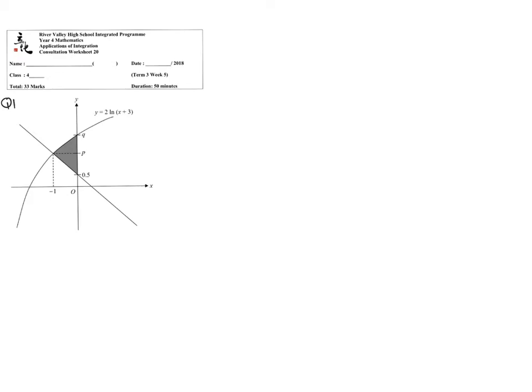Alright, so let's begin with question 1. Okay, question 1, you're provided with the diagram where the curve y equals 2 ln bracket x plus 3 is given and an unknown line. The equation of the line is not given, and the line is given to meet the curve at this point, minus 1, p. So for part A, you are required to find the values of P and Q.